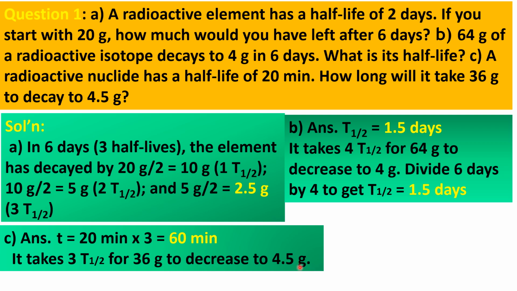So what will you do with that? You are now going to multiply the given time, the half-life of this nuclide, 20 minutes. So after 3 half-lives, that means the total time will be 60 minutes. Because the question is, how long will it take 36 grams to decay to 4.5 grams, given that its half-life is 20 minutes? So our answer is 60 minutes. Right? So these are simple questions pertaining to the concept of half-life without requiring us to use the mathematical equations.